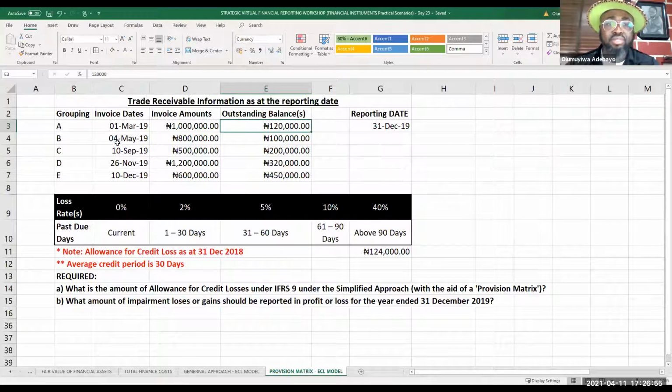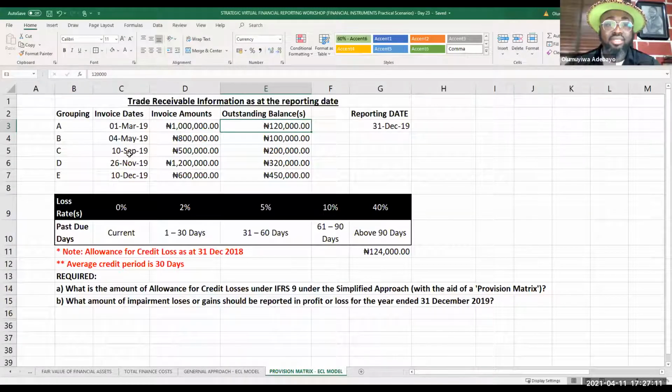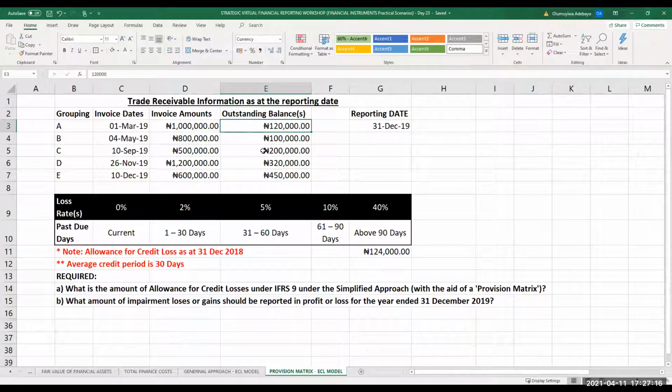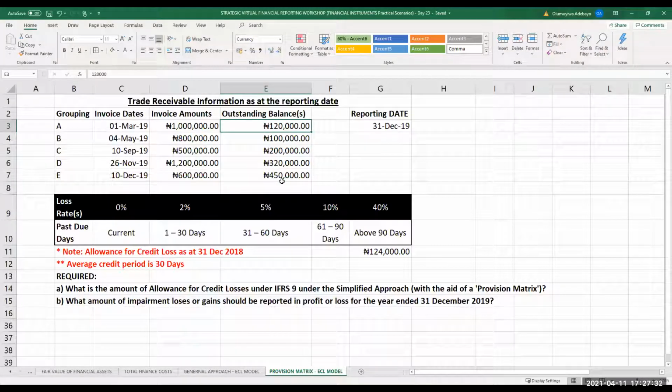The one of May, 30 days should be 3rd of June. But you still have 100,000. Is it past due or not? It's past due. The one of 10th of September, 30 days to that should be 9th of October. It still has a 200,000 balance. Is it past due or not? It's past due. The one that bought on 26th of November is past due too. The one that bought 10th of December and had 450,000 outstanding, is it past due? It's not past due. It's current.